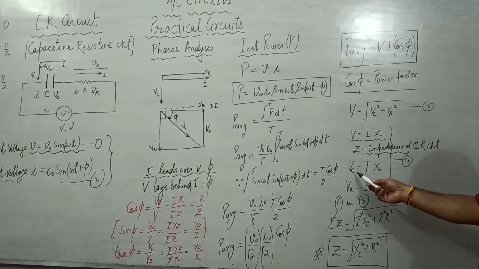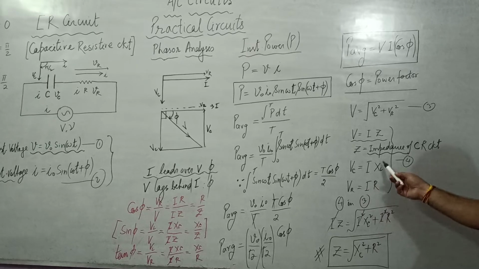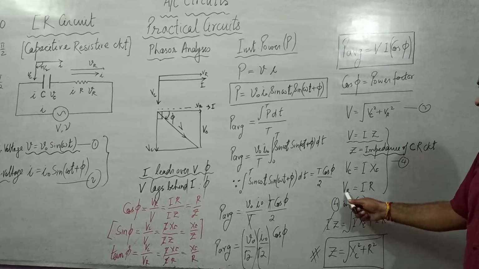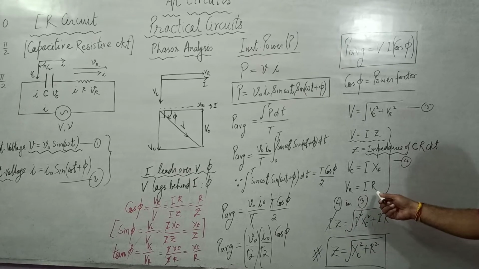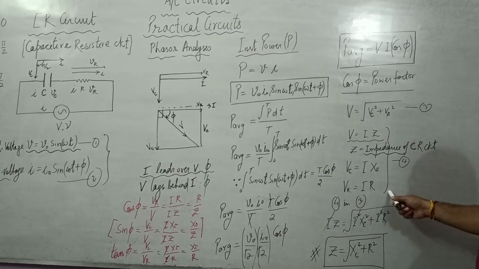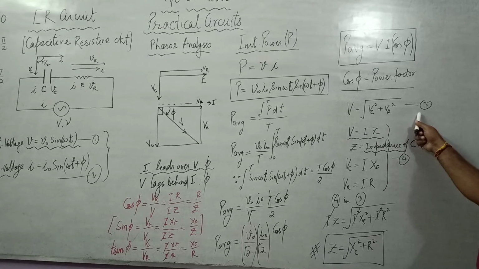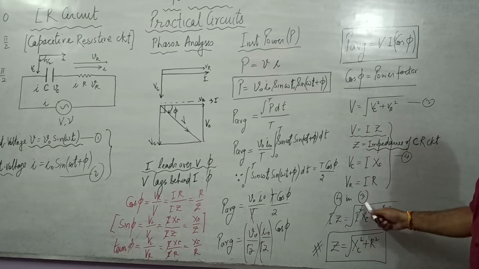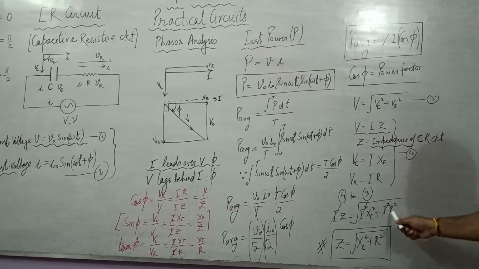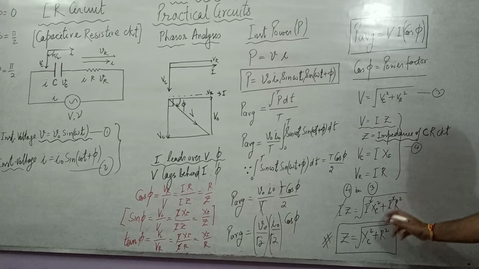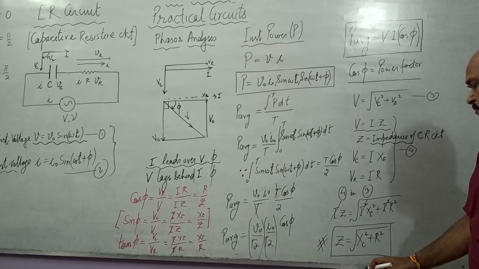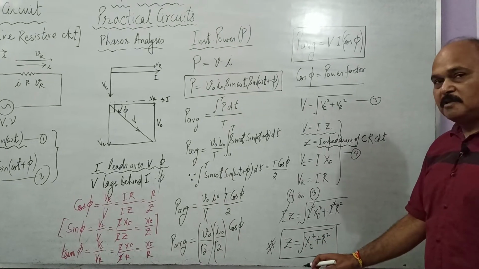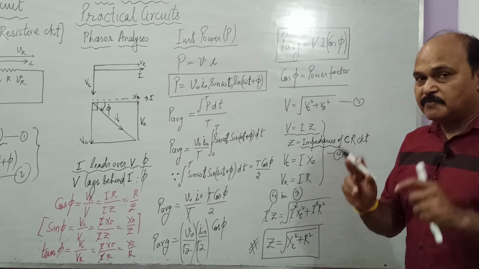Well, V across the capacitor is I into the obstruction by the capacitor, that is XC. V across the resistance is I into R, the value of resistance. If we substitute these values in this equation, we get V as IZ, equal to the square root of I XC whole square plus I square R square. You can see that I comes out common and cancels out. So Z is the square root of XC square plus R square. This is the formula of impedance of the CR circuit.